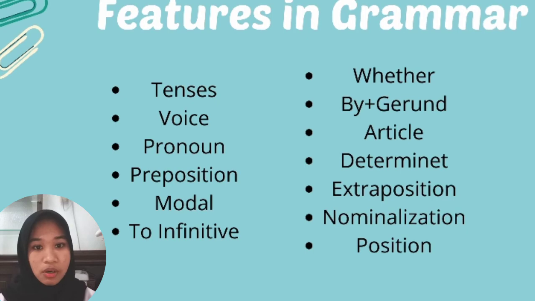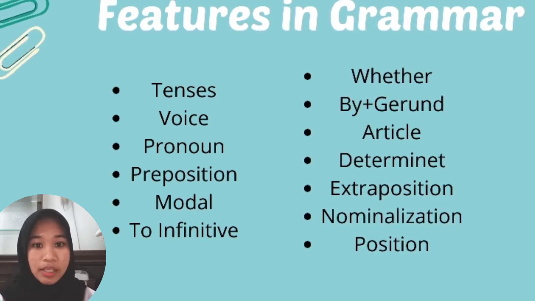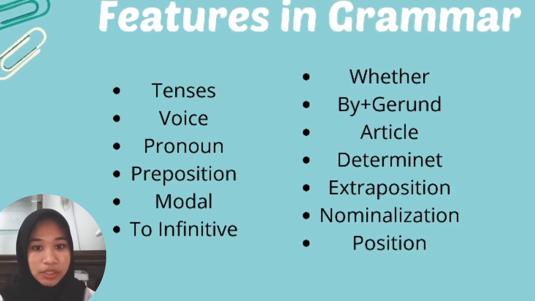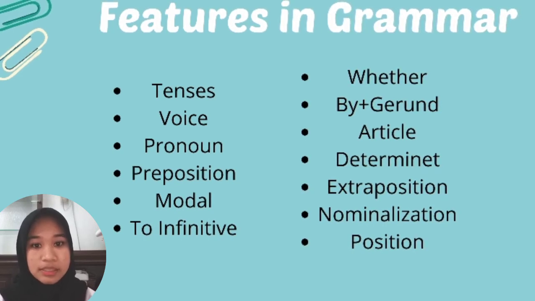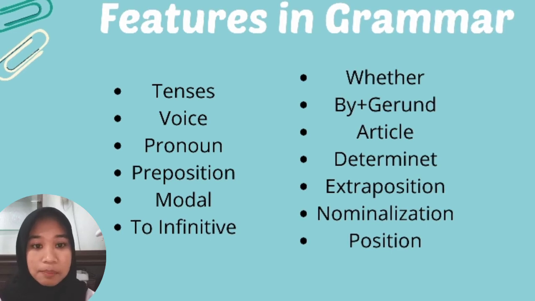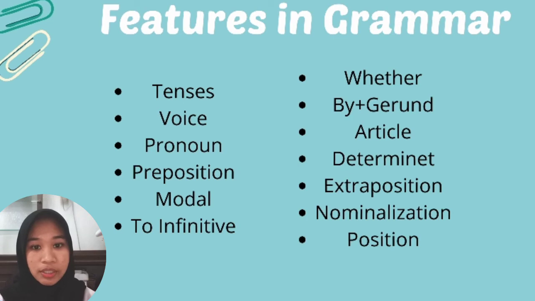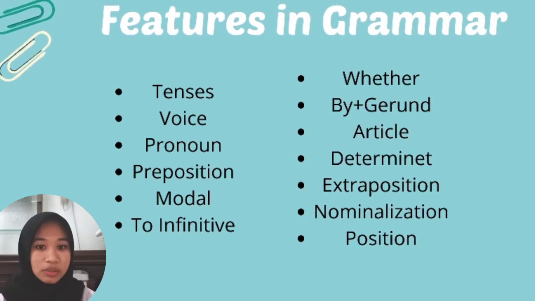Article is occurrence of a or an. Determiner is occurrence of the. Extraposition is occurrence of it plus verb to be plus that. Nominalization is occurrence of the plus noun plus of. And the last is position, about first, last, or ignored.